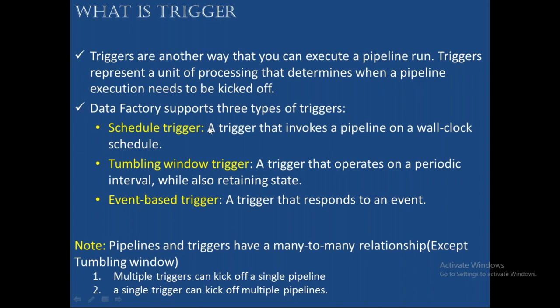A tumbling window trigger is not like that. A tumbling window trigger is a one-to-one relationship. If you are using a tumbling window trigger for one pipeline, you cannot use the same trigger in another pipeline.